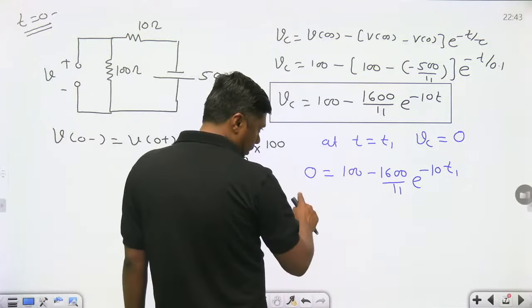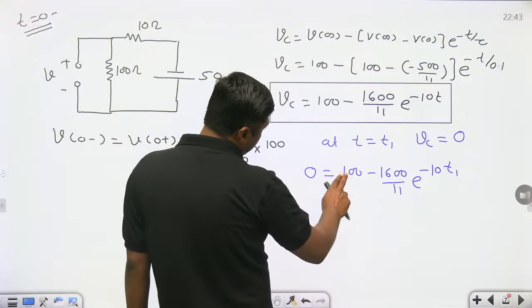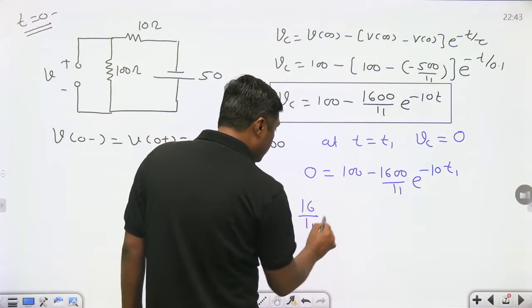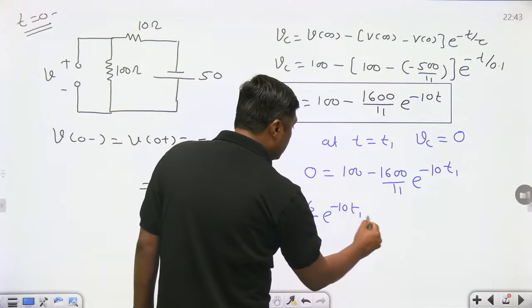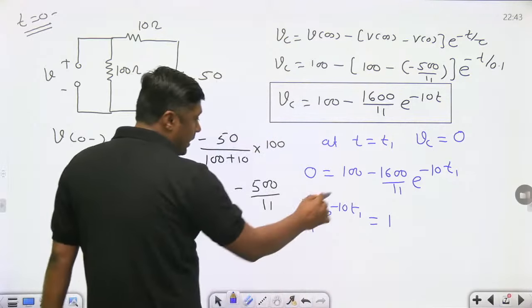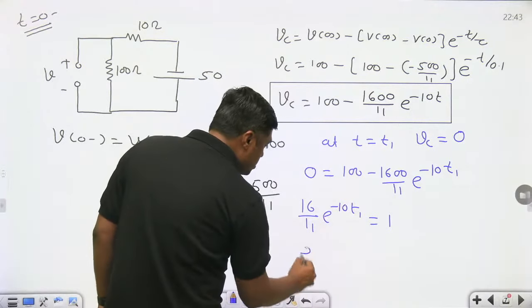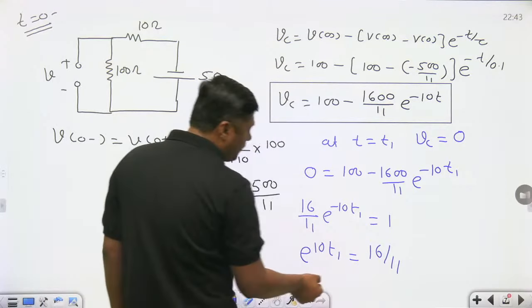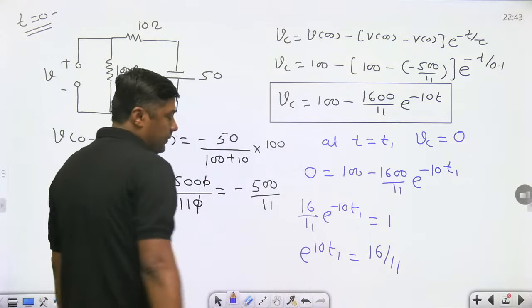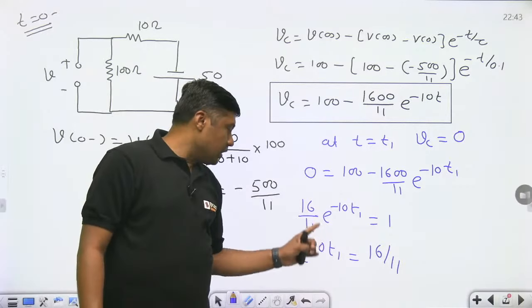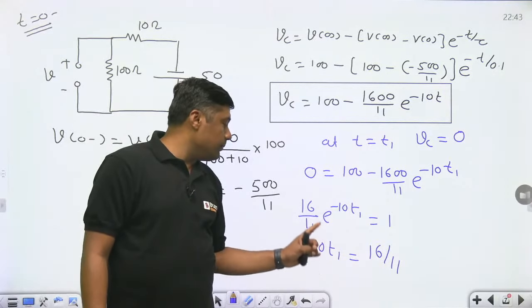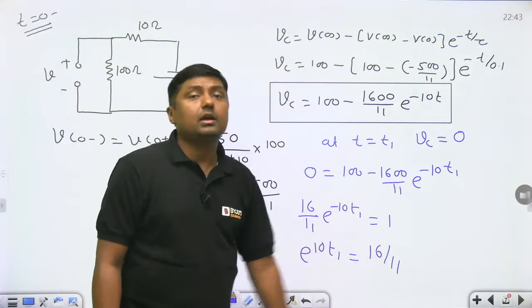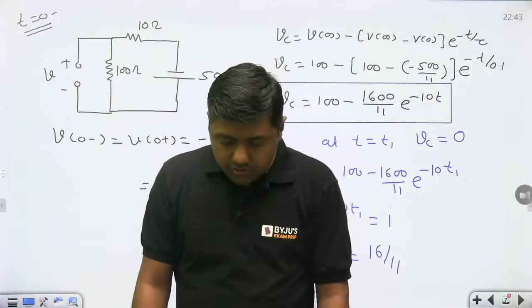Now you can simply take 100 as common, it will become 16 by 11 e raised to power minus 10 T1, that is equal to what? 1, and this becomes e raised to power 10 T1 is equal to 16 by 11. Take log of this and you can find the value of T1. Simply take the log of this and T1 will become 1 by 10 log of 16 by 11.